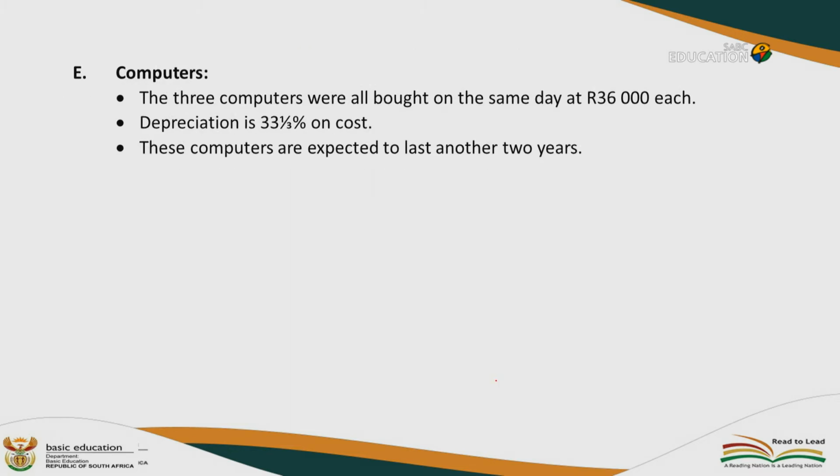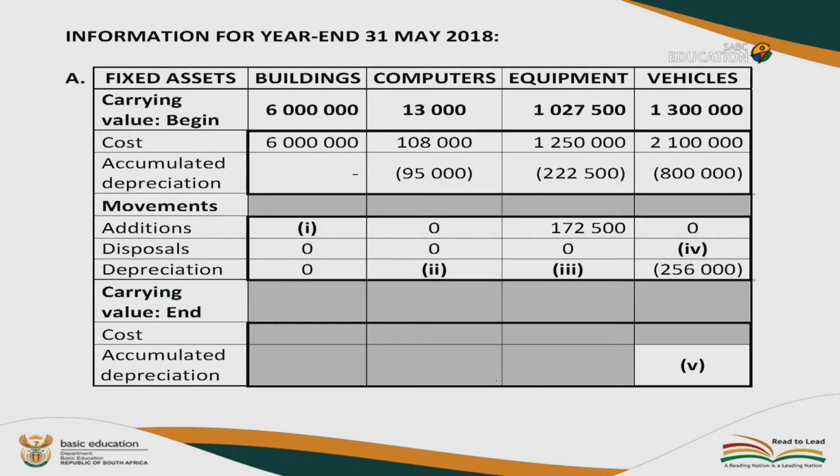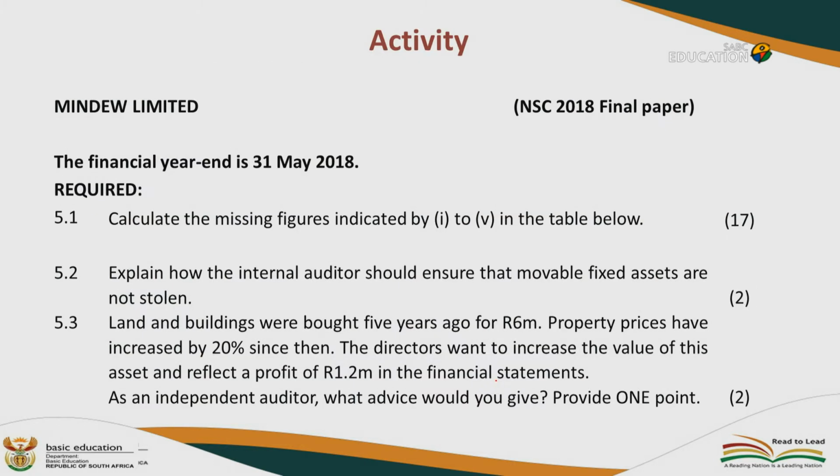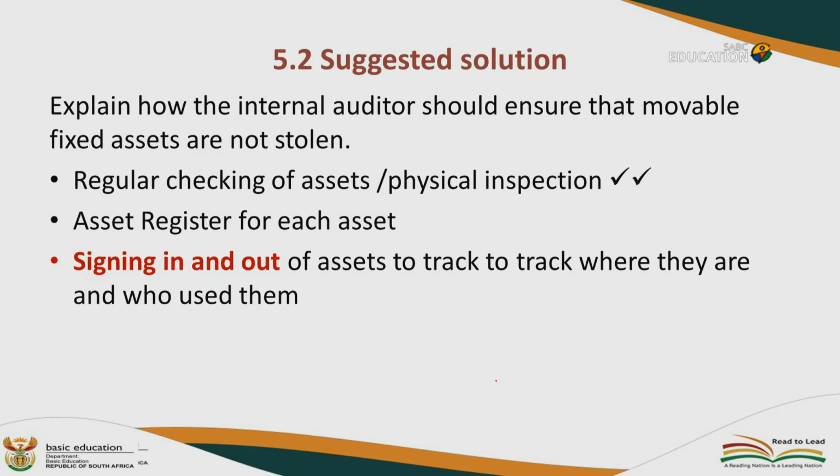I will take you back now to the activity. We are now going to address 5.1, where we shall be doing the calculations. Okay, let us look at the activity that we are going to do. Remember that 5.1 said we need to calculate the missing figures that are indicated by 1 up to 4 in the table below. And that's allocated 17 marks. Let us look at the next slide where we have the projection of our calculations.